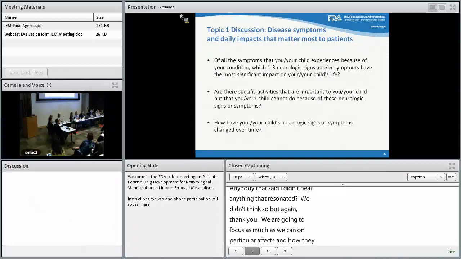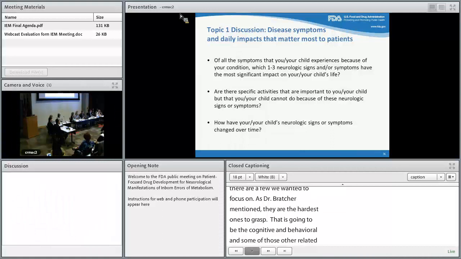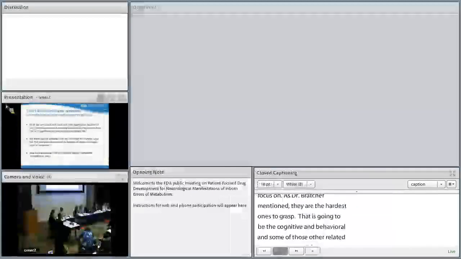And we're not going to get to all of them, but there are a few that we wanted to focus on in particular, because as Dr. Braccio mentioned, they are the hardest ones to grasp. And that is going to be the cognitive and behavioral and some of those other related symptoms, but we will focus on a number of other ones.